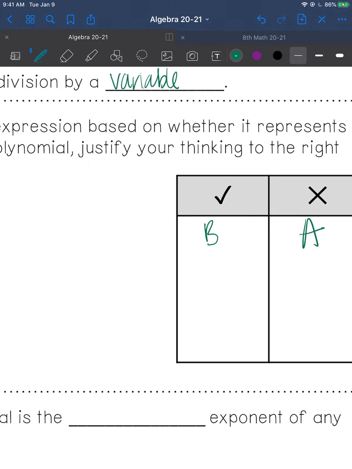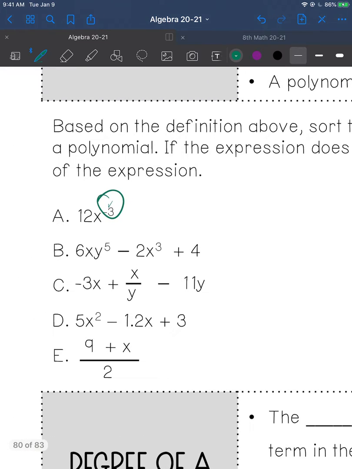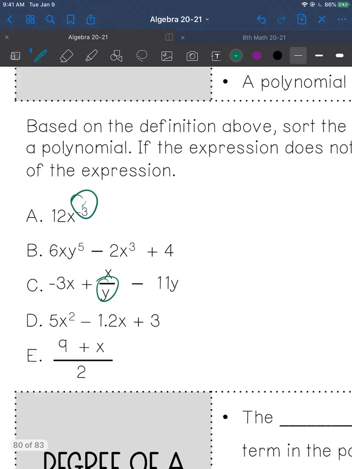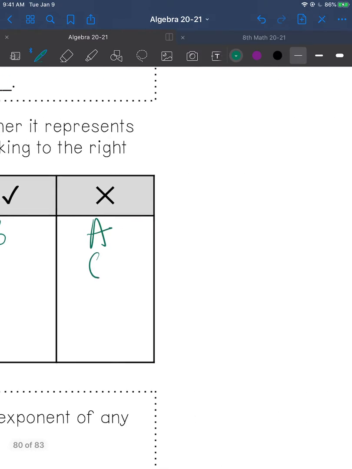I wish that table was just a little bit over, but. Okay, C, is it a polynomial? No. Why? I'm hearing no. Why do you think no? Because there's a division by a variable. Fractions are division problems, so yes. If the denominator of a fraction has a variable in it, then it is not a polynomial. So C would go in the X.